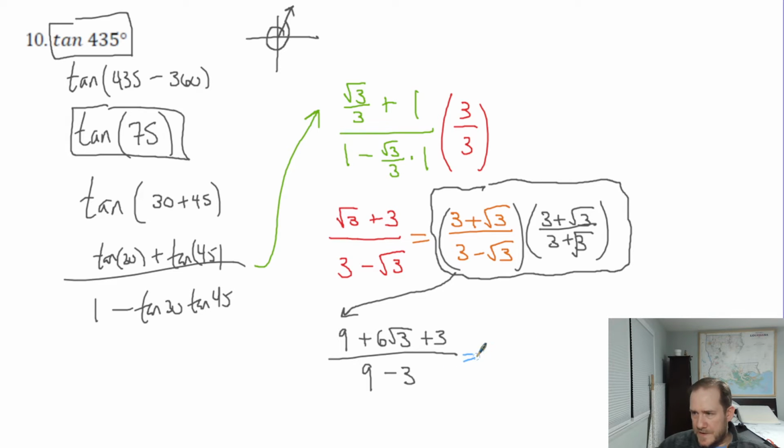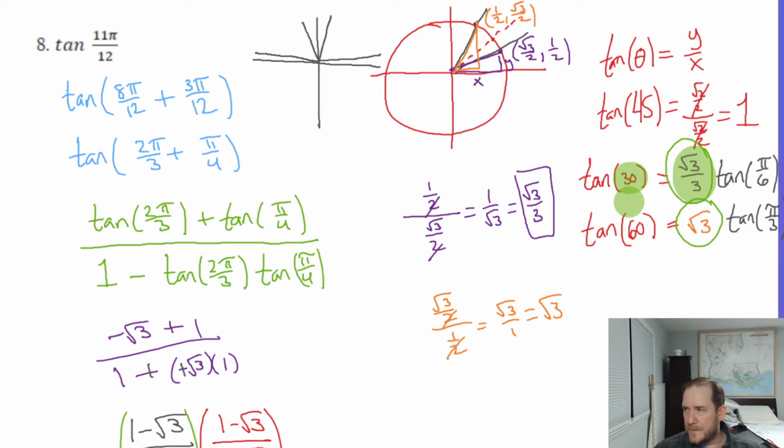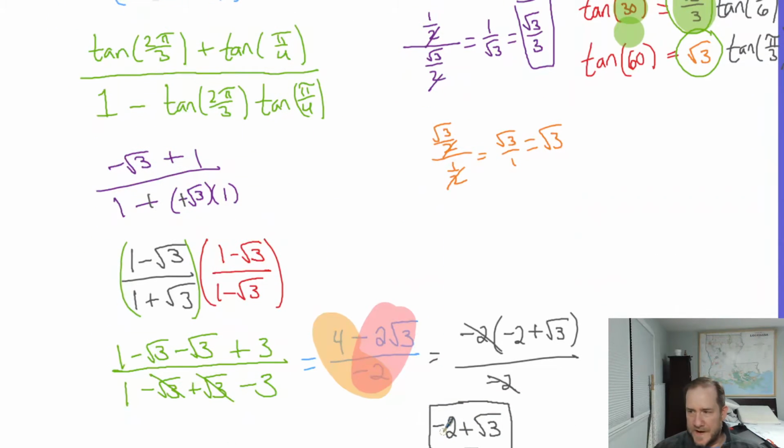So we are now looking at a 9 plus a 3, which is a 12, plus 6 root 3, all over 6. And so finally just divide. 12 divided by 6 is 2. And 6 root 3 divided by 6 is just the root 3. So there's your answer. 2 plus root 3. And what did we get before? We got negative 2 plus root 3. Right? So whatever.